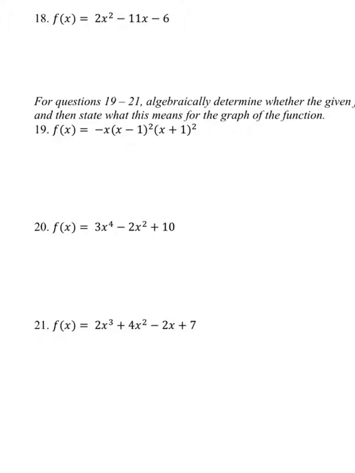Number 17. For number 17, we're doing the same thing. So I have to do x-intercepts and y-intercepts. So let's do the x-intercepts first. So x-intercepts are where y equals 0. So this is 0 equals 2x squared minus 11x minus 6. So I have to factor. 2 numbers that multiply to be negative 12x squared but add to be negative 11x are going to be negative 12x and plus 1x. Factor by grouping.